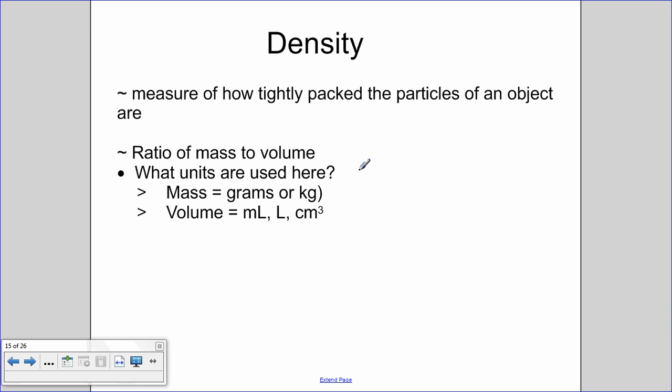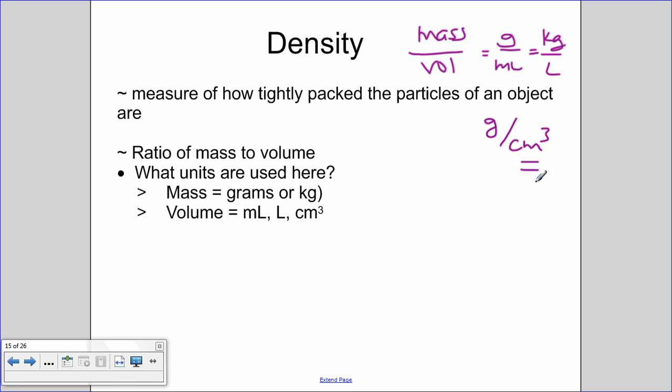Density is just a common derived unit that we will use quite a bit, especially in our first lab. Density is mass divided by volume. So that might be grams divided by milliliters. That might be kilograms divided by liters. That might be grams divided by centimeters cubed.